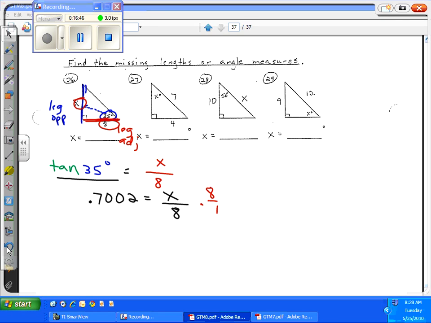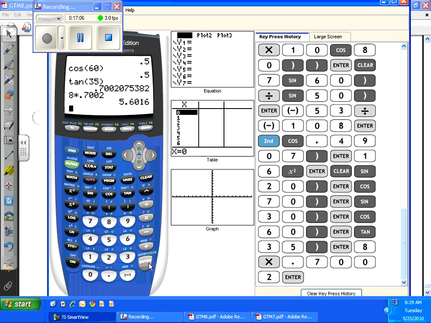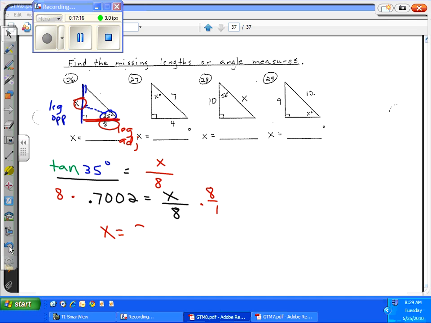We then would undo division by multiplication. So we would multiply both sides by 8, and we would get x equals 8 times 0.7002. Rounded is 5.6. Any questions on number 26? Okay.